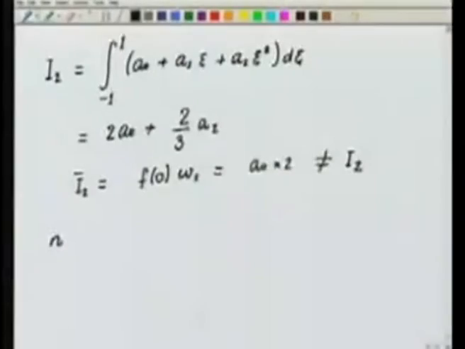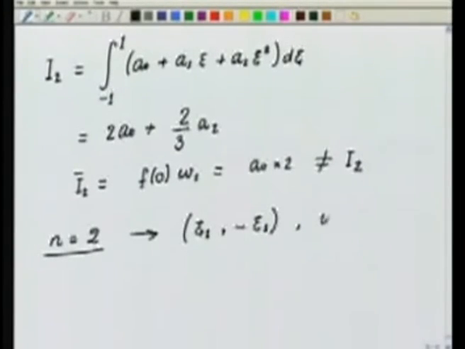So, we go to the 2 point rule. If I take the 2 point rule, what do I know? The points are psi 1 and minus psi 1, and the corresponding weight for the two, because these are symmetric points, both will have the same weight. So, this point, if I want to call it psi 2, is equal to minus psi 1, and the weight W1 is equal to W2. What we want is for this 2 point rule to be at least exact for the quadratic, because the 1 point rule could not do it. So, I expect the 2 point rule to do it.